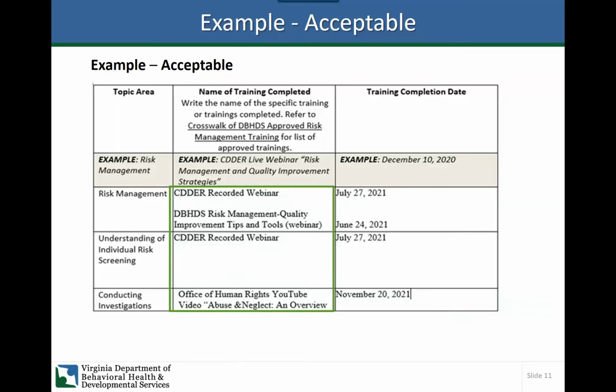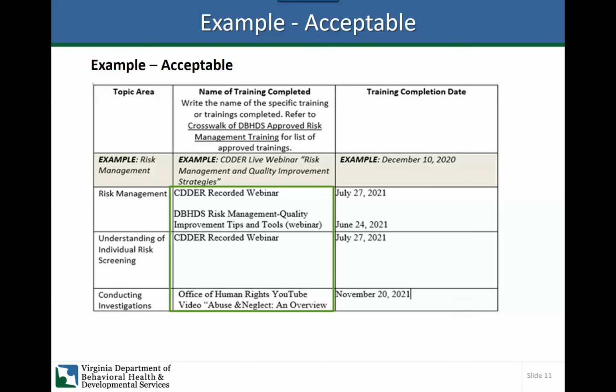I'm also mentioning here that the Office of Human Rights has issued a training calendar for 2022. So if a provider wants to participate in a live webinar rather than watching the YouTube video, the information about that is available. And our crosswalk includes the hyperlinks to these trainings, so it is easy to access them.